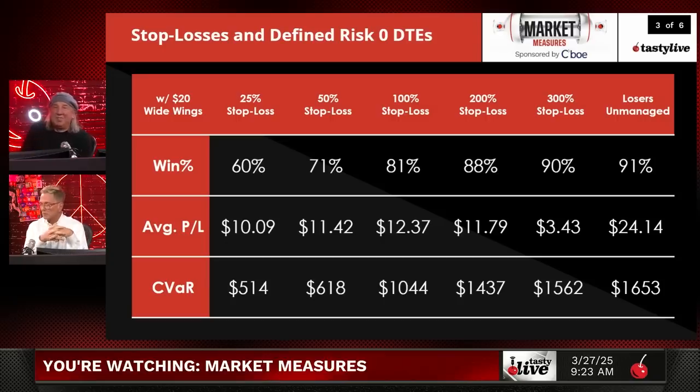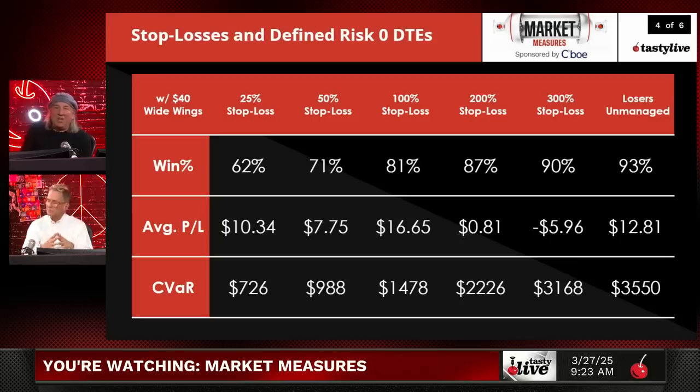But just so you see, this is with $20 wide wings, and this is with your stop losses across the board. If you push your stop losses out further, you give yourself a much higher win rate. And that's the takeaway from this slide. Let's go to the next slide.